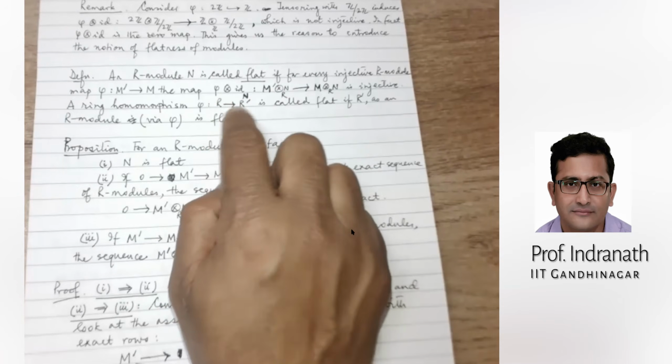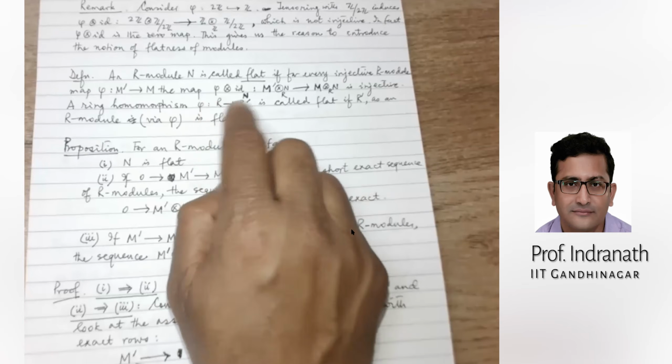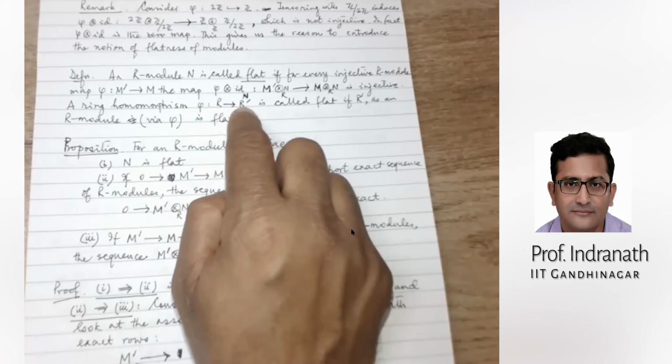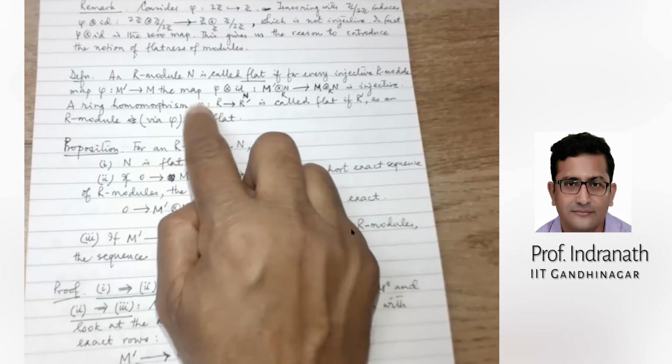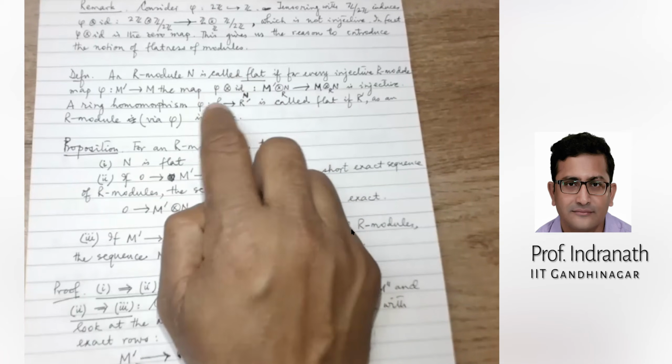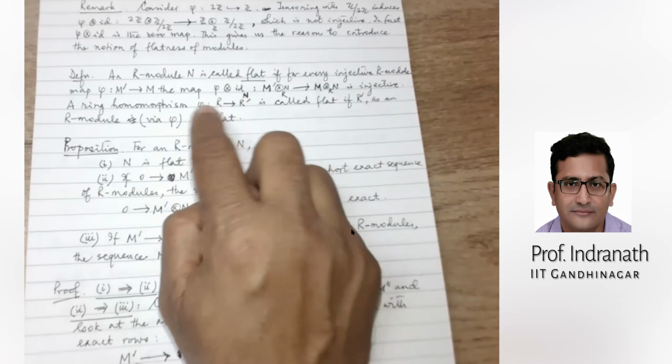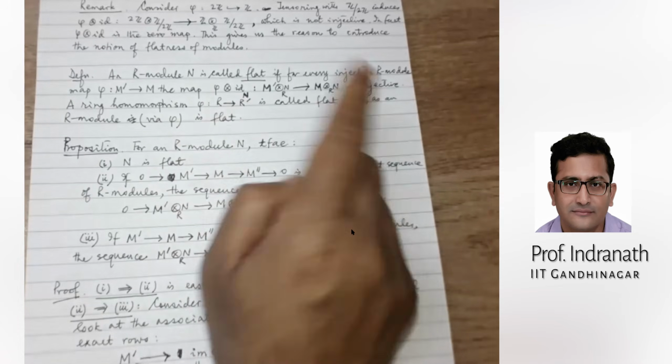So if you have a ring homomorphism here, then R dash has a natural R algebra structure, I mean, it has a natural R module structure, and you call this ring homomorphism flat if R dash as an R module, that is through this structure map, is flat.